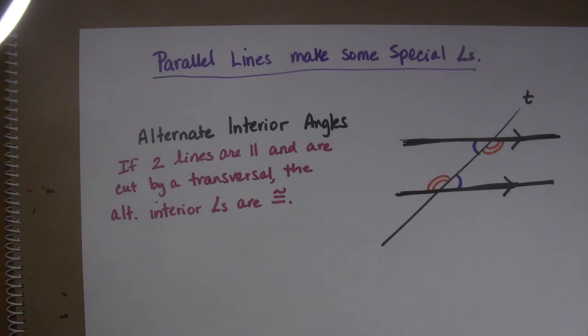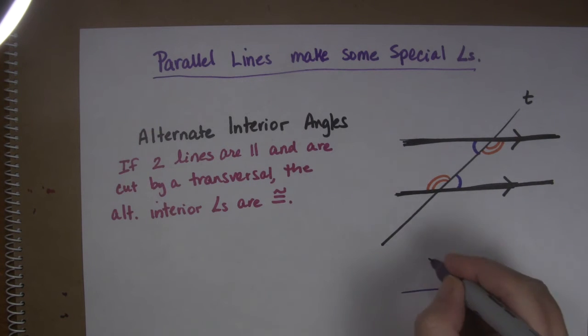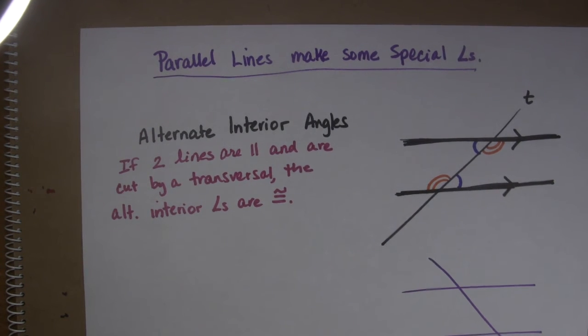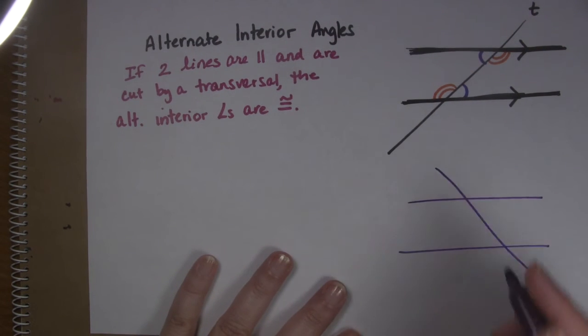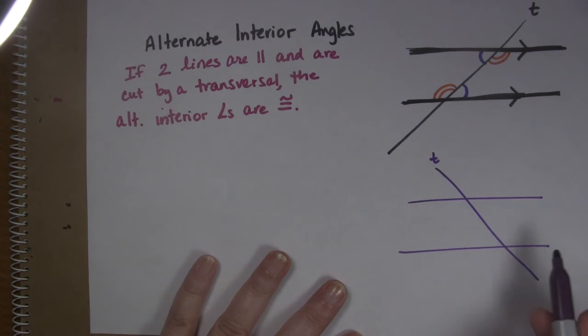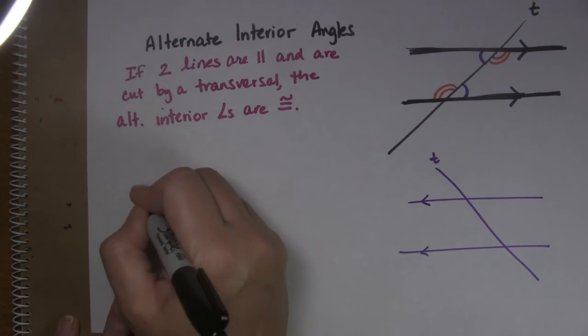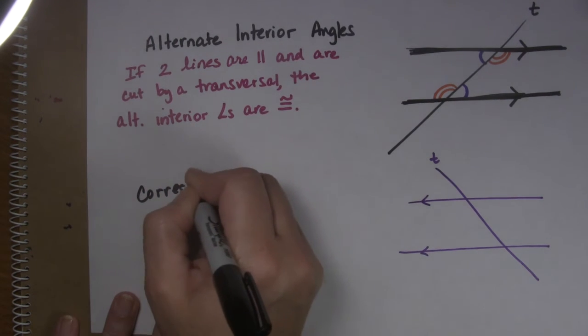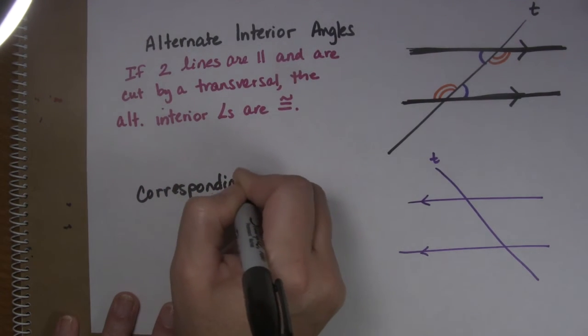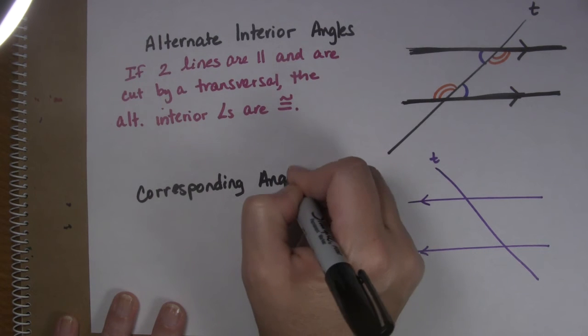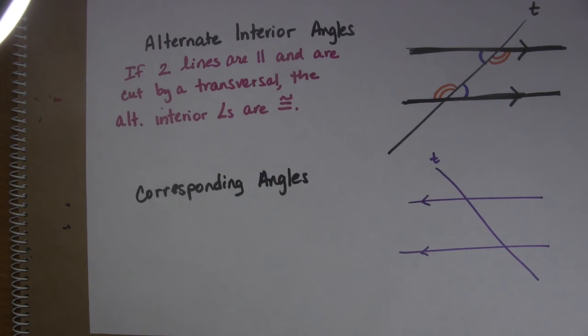All right, let's draw another picture for ourselves, just so that we don't keep getting messed up. This time I'll turn my transversal that way, just because I want to be fancy. Okay, so now we have these two parallel lines. I'll mark them as parallel. And this time I want to show you corresponding angles. You could think of corresponding angles as meaning kind of they line up with each other.